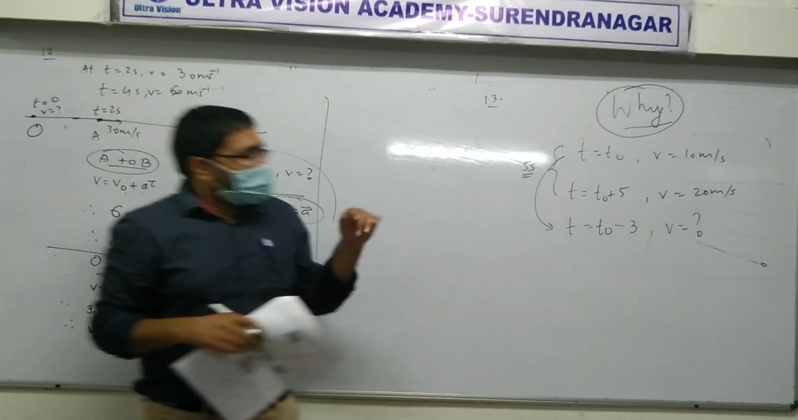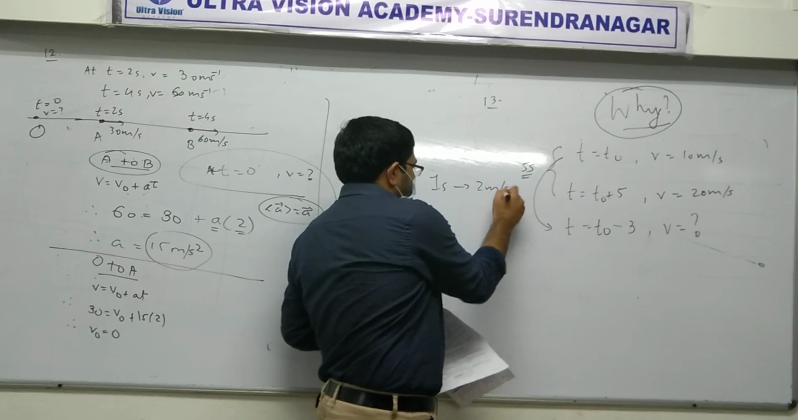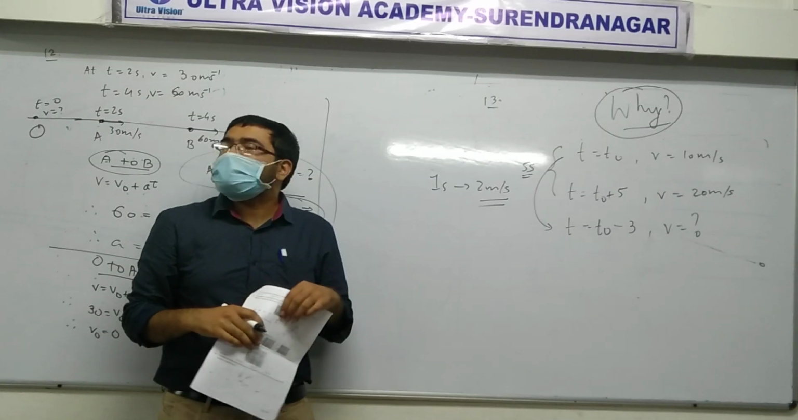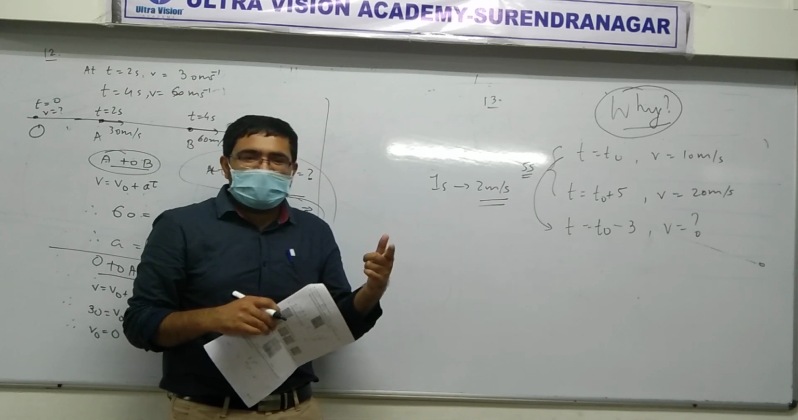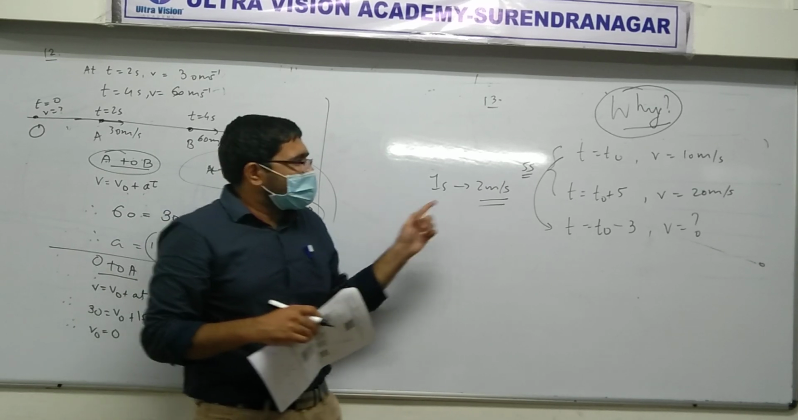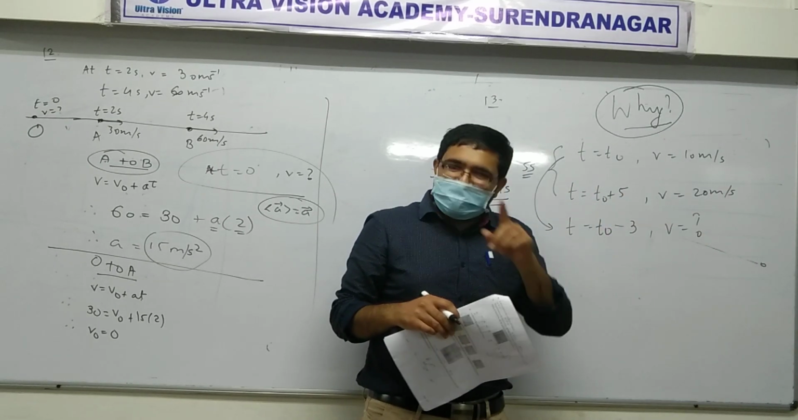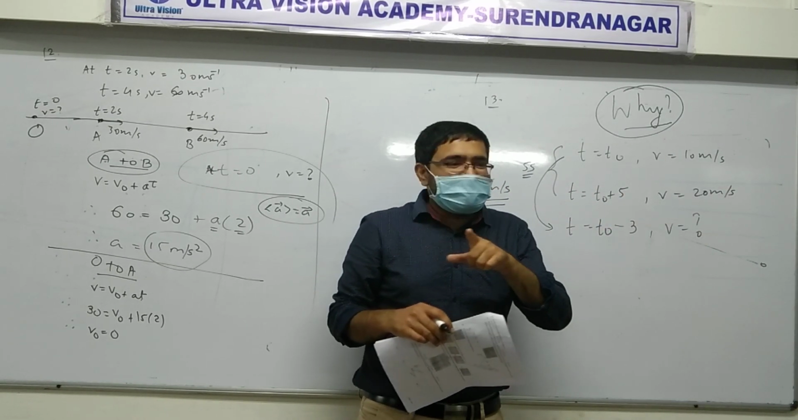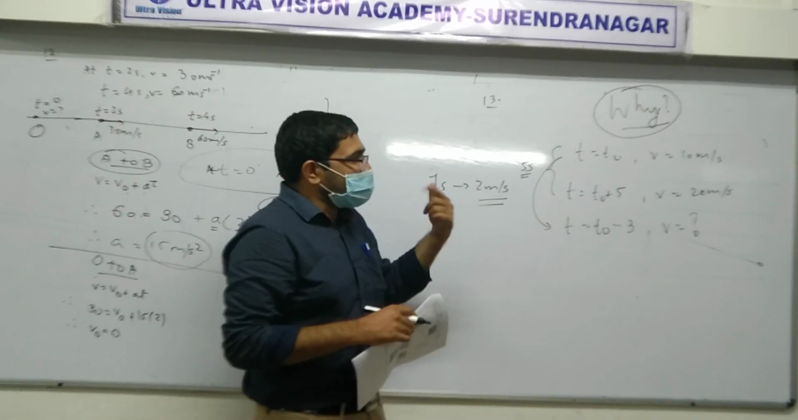See, every 1 second, it's going to increase by 2 meter per second. Yes or no? Clear or not clear? Every 1 second is going to increase by 2 meter per second. Alright, 5 seconds again increases by 10, so 1 second again 2. That is because acceleration is constant. It will not happen otherwise. So in 1 second it is increasing by 2.